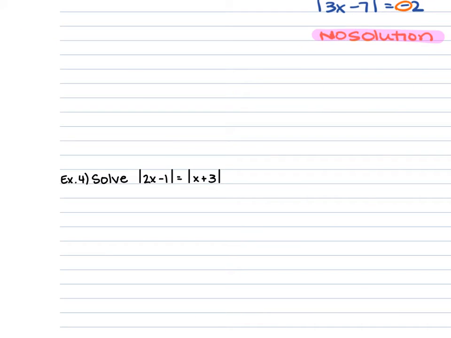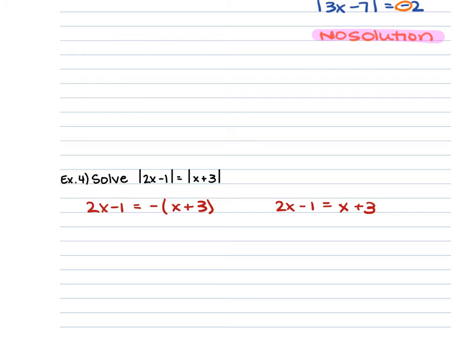For example 4, we have the absolute value of 2x minus 1 is equal to the absolute value of x plus 3. So there's no way to isolate the absolute value here, so we are going to take the answer that we have as well as the opposite of the answer that we have. So this just means we're going to do 2x minus 1 is equal to the opposite of x plus 3, as well as 2x minus 1 is equal to just the x plus 3.